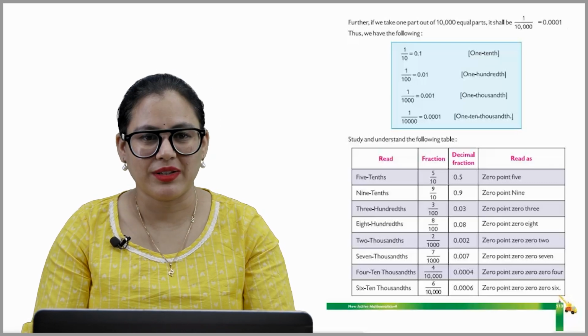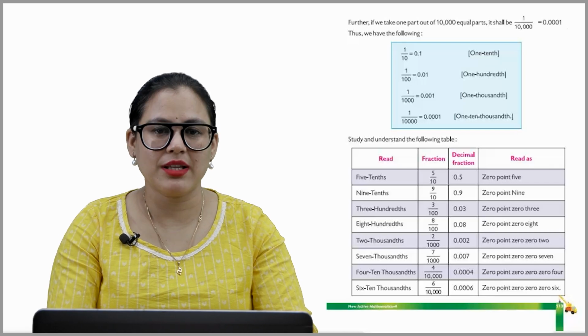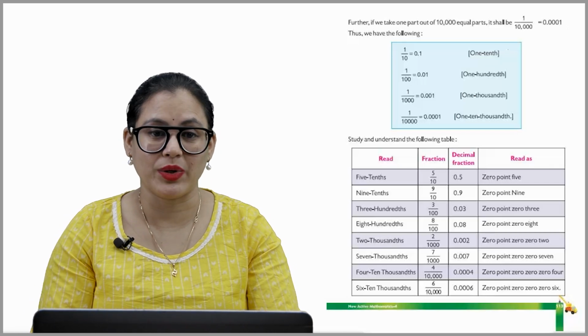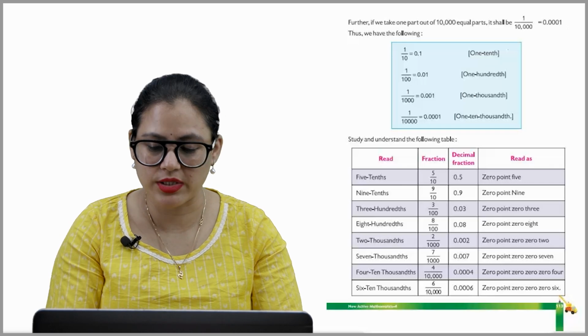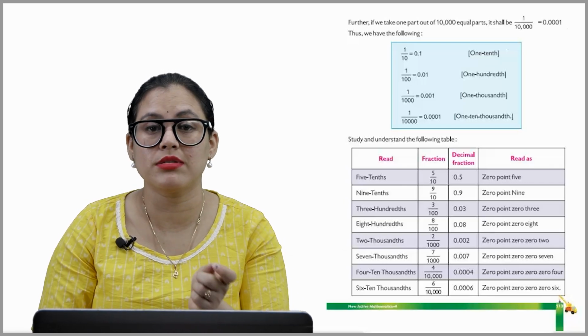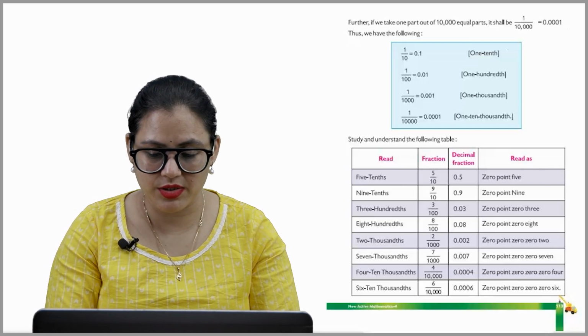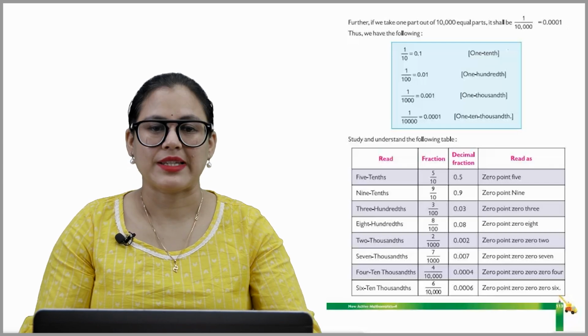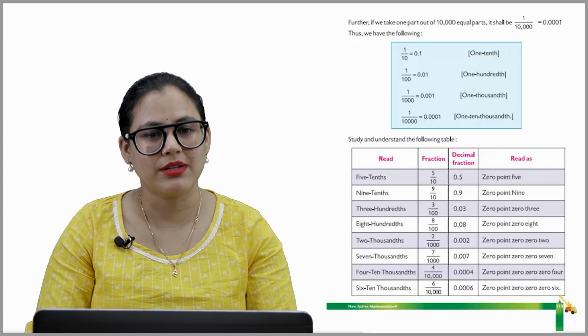Thus we have the following. 1 by 10 is equal to 1/10 or 0.1. 1 by 100 is 1/100 or 0.01. 1 by 1000 is 1/1000 or 0.001. And 1 by 10,000 is equal to 1/10,000, that is 0.0001. Study and understand the following table.